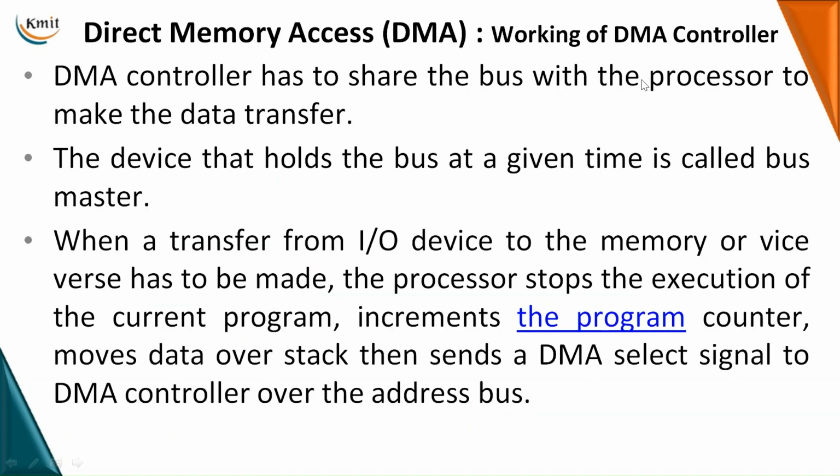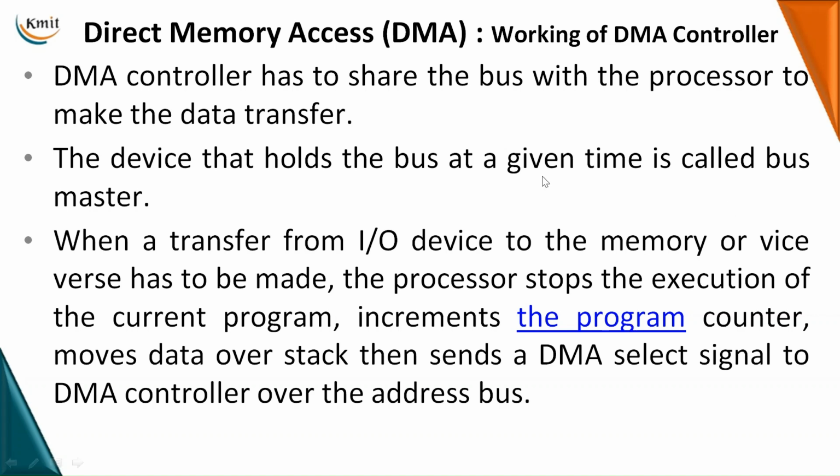Now coming to the working of a DMA controller. The DMA controller has to share the IO bus with the processor, the CPU here, to make the data transfer. The device that holds the bus at a given time is called a bus master. Initially the bus master is going to be the processor or CPU. Whenever the DMA wants to access the bus, it will get access with the help of a bus grant signal. At that time, when the DMA is holding the bus, it is called the bus master, so it has overall control of the bus.